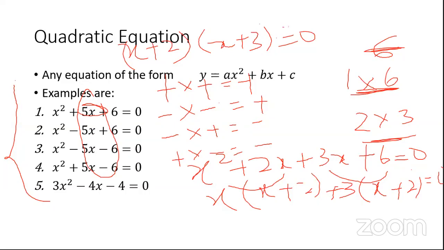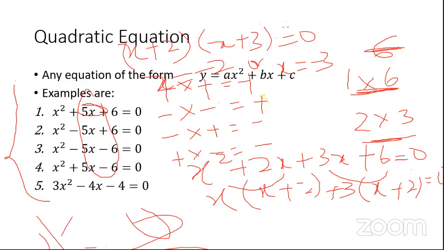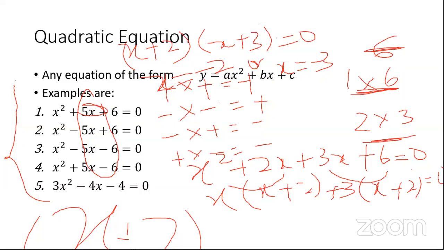So we are going to have x equals minus 2 or x equals what? Minus 3. Because you have been able to see that x plus 2 equals 0, that's a linear equation which you must be able to solve. x plus 3 equals 0, that's also a linear equation. So x will be equal to minus 2 or minus 3. So that's the solution to that particular question.